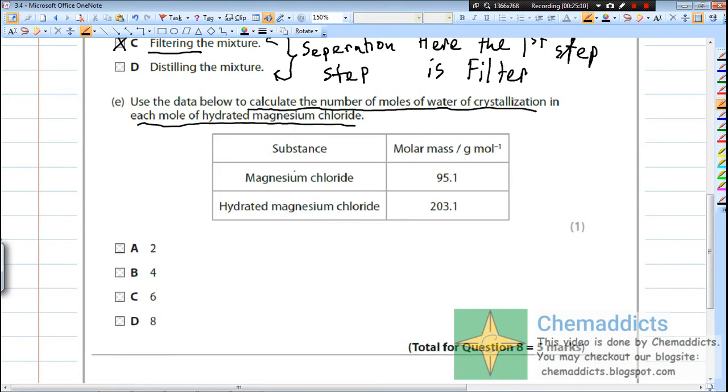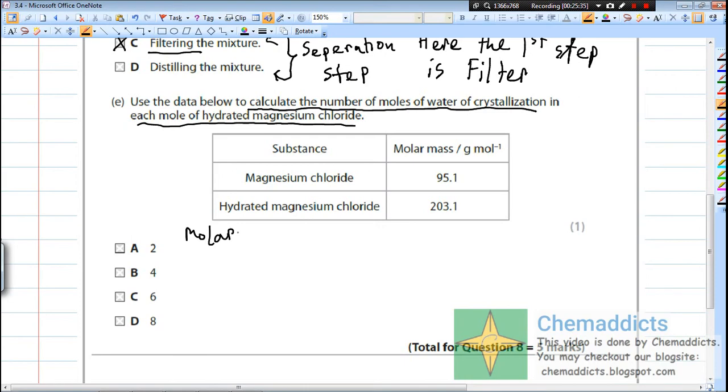Here the molar mass of magnesium chloride is given. The molar mass of hydrated magnesium chloride is given. So if we subtract these two, we're going to get the molar mass of water of crystallization. Okay. So let me write this up.